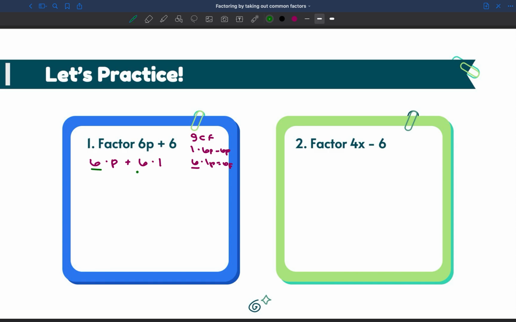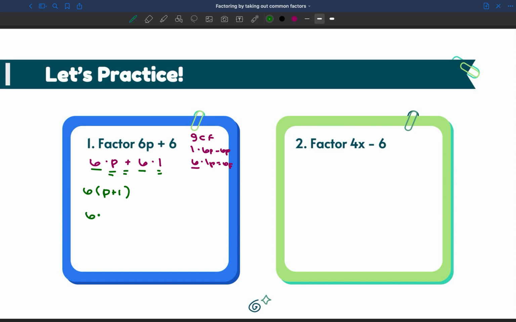So we would take our common factor and stick it on the outside of our parentheses. And these are our leftover components that we need to stick on the inside of our parentheses. So now we would have p plus 1. And you could check your work by expanding.